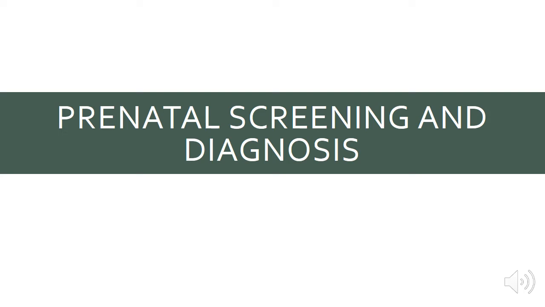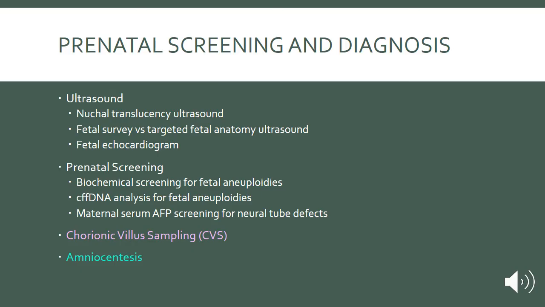Okay, screening and diagnosis of problems in a pregnancy. Some of this we've talked about. So we've talked about ultrasound, nuchal translucency. I will make the distinction between a fetal survey and a targeted fetal anatomy ultrasound. A fetal survey is what a routine OB does in their office. A targeted fetal anatomy ultrasound is what a maternal fetal medicine doctor does in their office. So a targeted fetal anatomy ultrasound is done in a high-risk pregnancy setting.